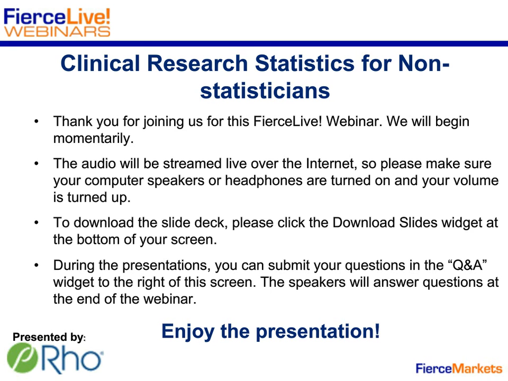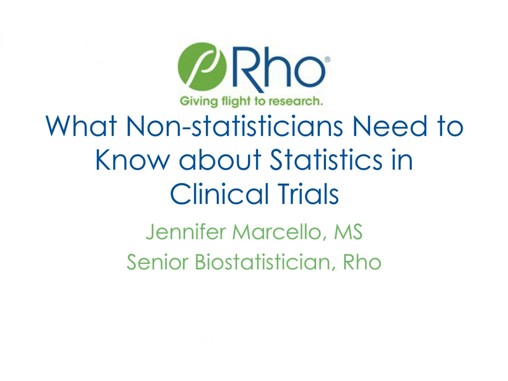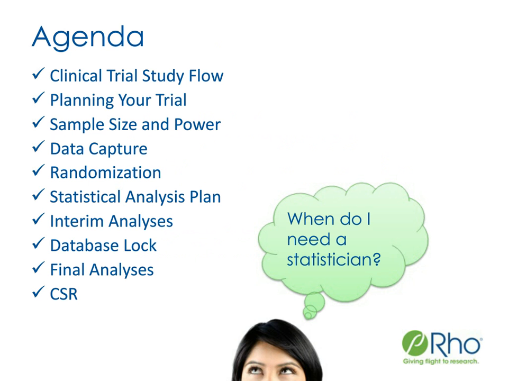Hi everyone. Today we're going to discuss a variety of topics related to the role of the statistician in clinical trials, including clinical trial study flow, trial planning, sample size and power, hypothesis testing and p-values, data capture, randomization, statistical analysis plans, interim analyses, database lock, and then final analysis and reporting.